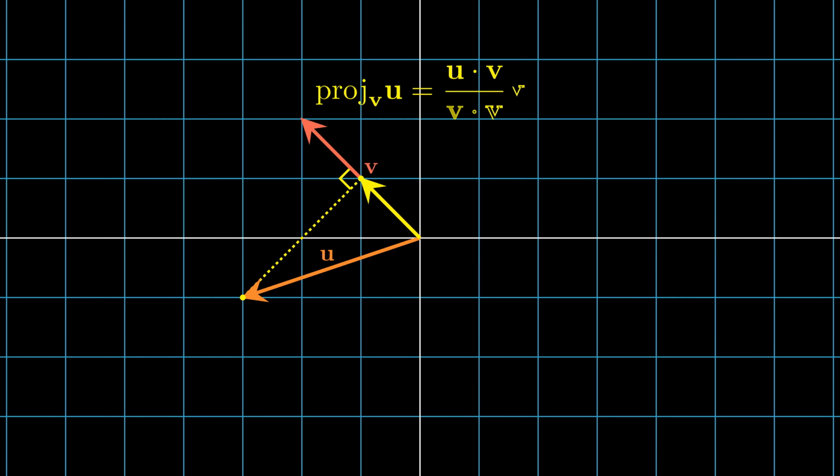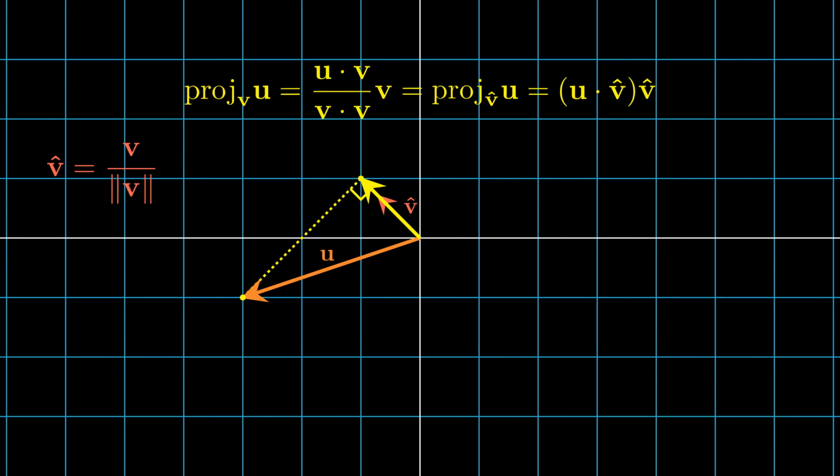Imagine a vector u and a vector v in a two-dimensional plane. We can define the projection of u onto v using the dot product. If the vector v is a unit vector, we find that the projection of u onto v is simply the component of u in the direction of v.